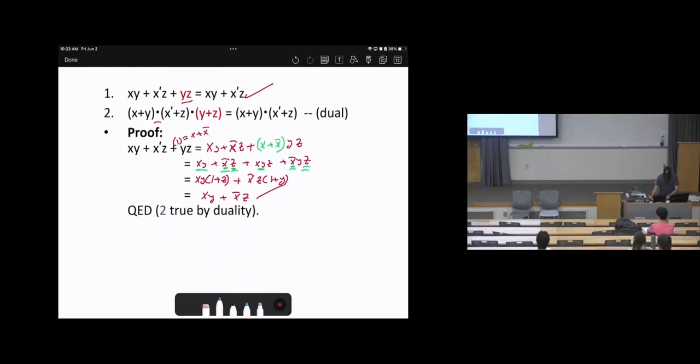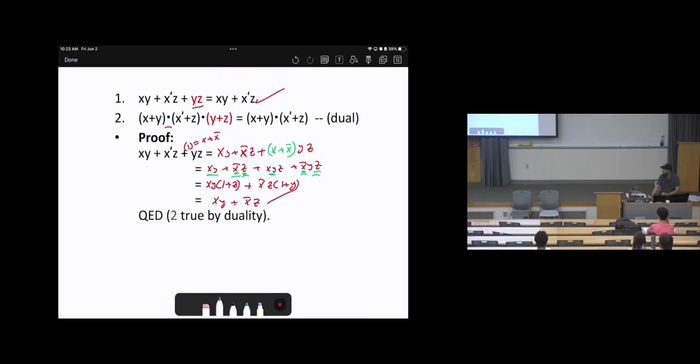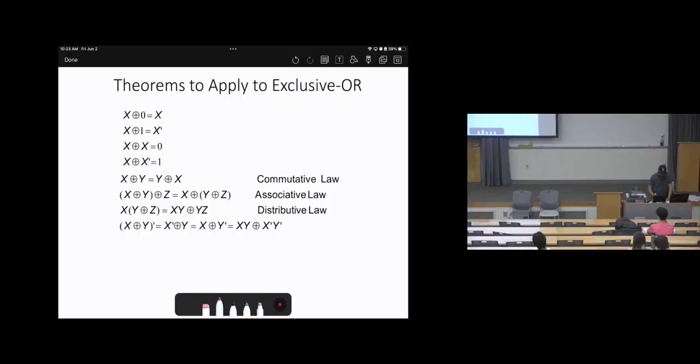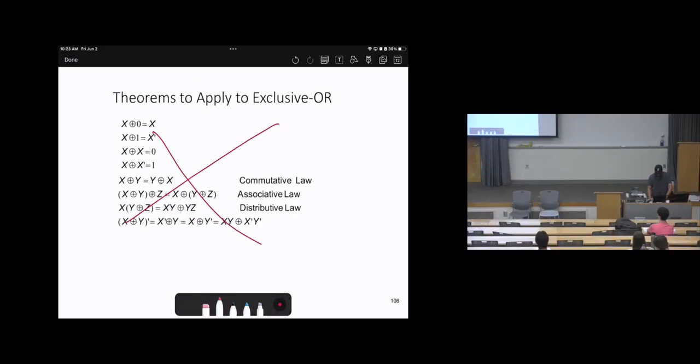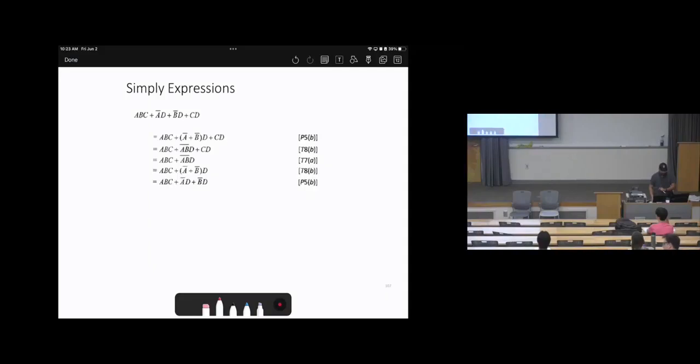Now in the notes, let me give you time to write. Next slide. In the notes, you will see some theorems related to exclusive OR. I'm not willing to give it to you, so remove it. I don't want to make it too complicated.